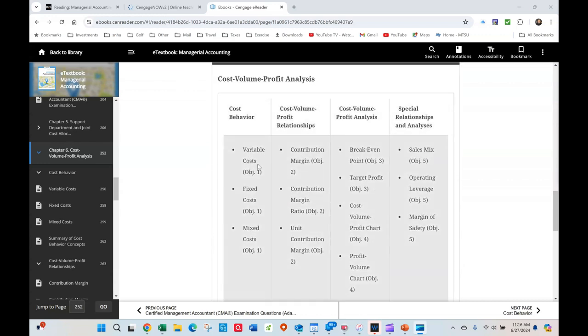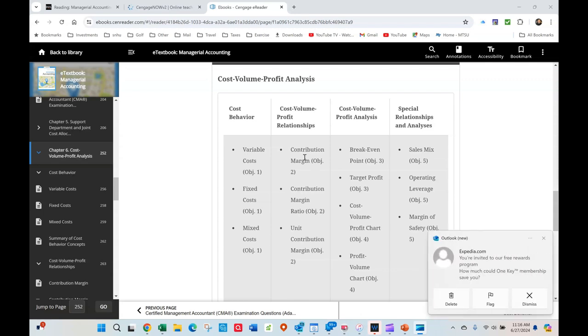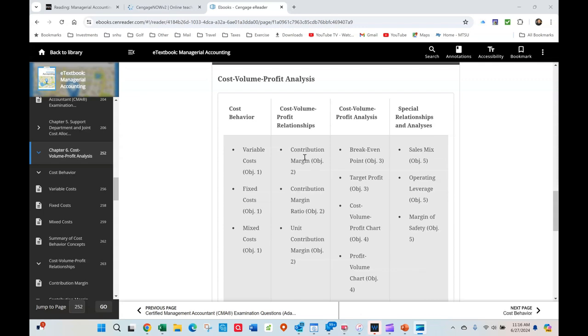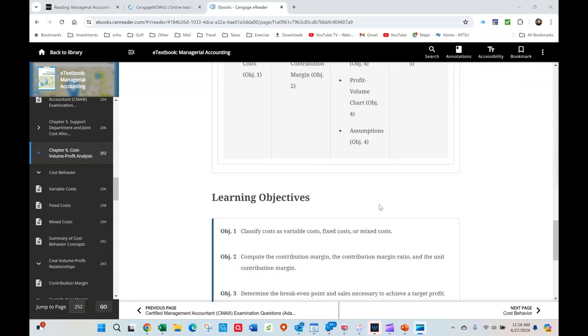So we're going to be looking at what's called variable cost, fixed cost, and mixed cost. And we're going to be looking at a concept called contribution margin, which is the sales price per unit less the variable cost. And so we're going to talk about the variable cost, fixed cost here in a minute.